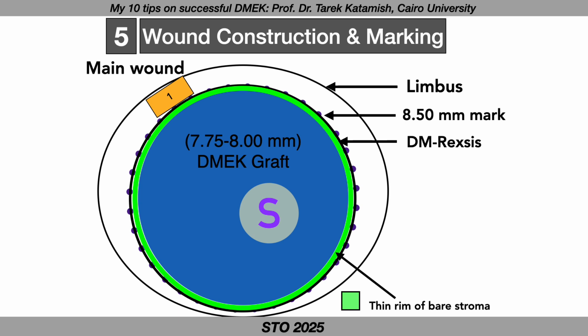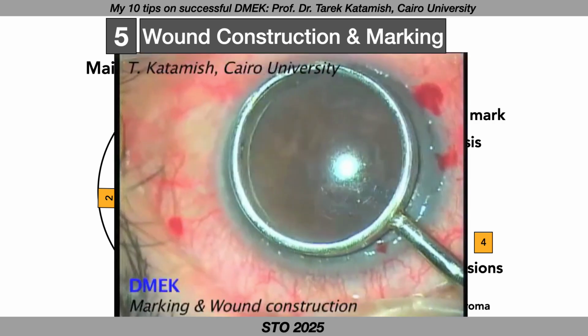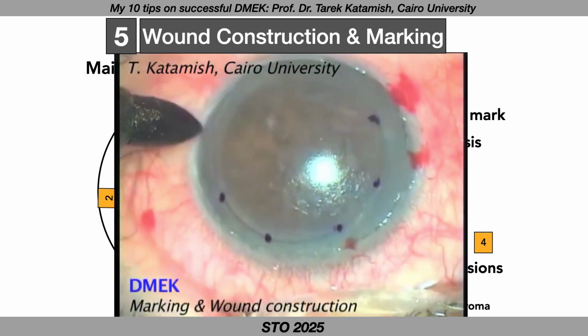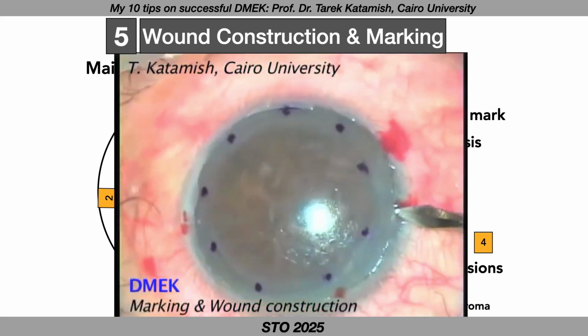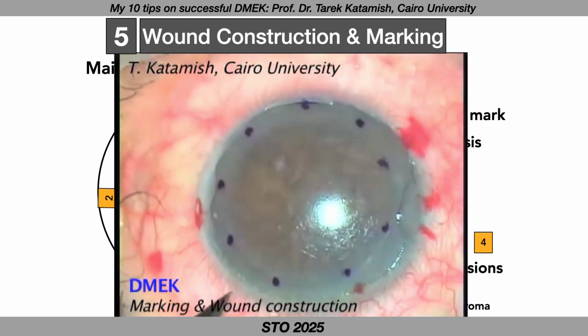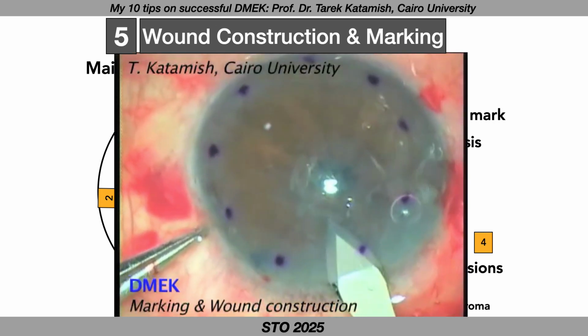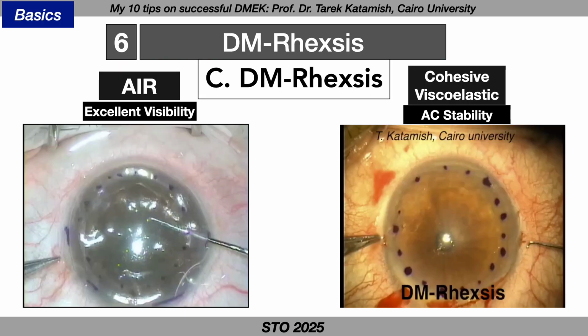We do the main wound, and I usually do 3 side port incisions. For all these incisions, the internal lip of these wounds should be peripheral to the descemetorhexis. This is how to do the wound. We do marking first for the descemetorhexis, and then we do 3 side port incisions at 3, 9, and 1 o'clock, and then we do the main wound. If you are using a glass pipette, you can use a wound size from 2.4 to 2.75 millimeter.